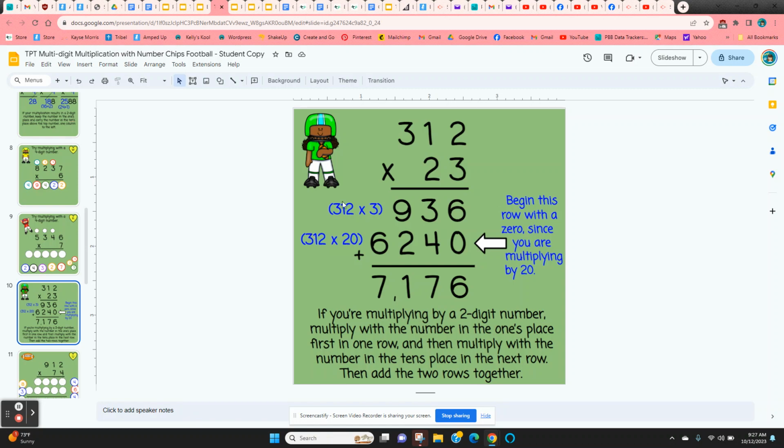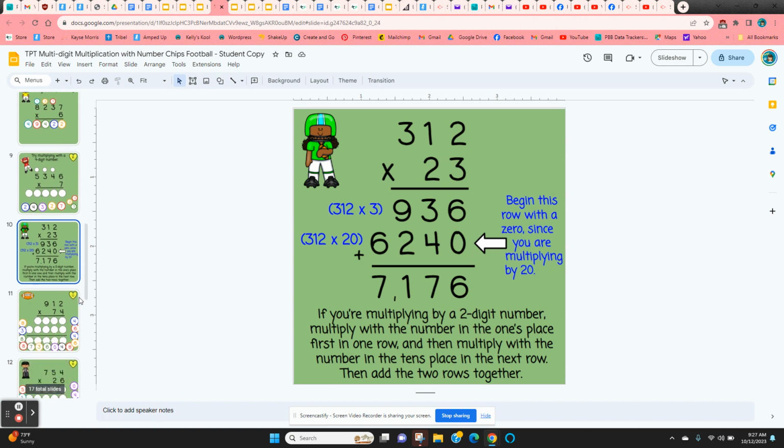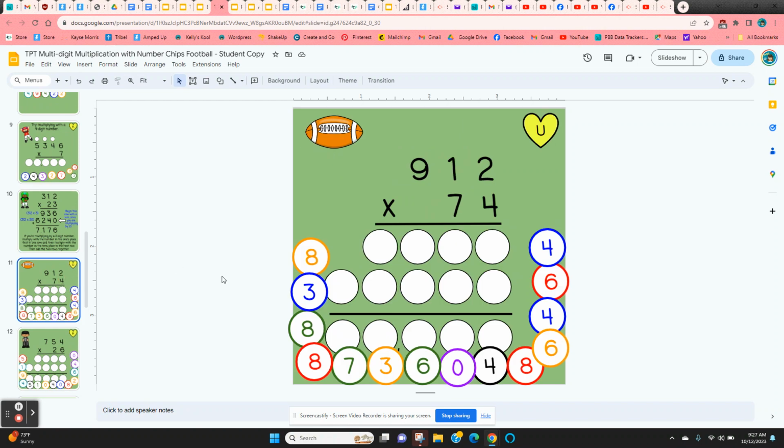Then they're shown what to do if they have a 3-digit by a 2-digit. And so they're going to break up their multiplication into 2 different parts. They're going to first multiply 312 times 3. We'll get the solution here. And then 312 times 20 and get the solution here. Now, since they're multiplying by 20 in the second row, they have to always start on the right-hand side with a 0. Then they add the 2 products together to get their answer. So they're going to practice that on the next slide. And again, each product is going to be matched with a letter and a yellow heart.